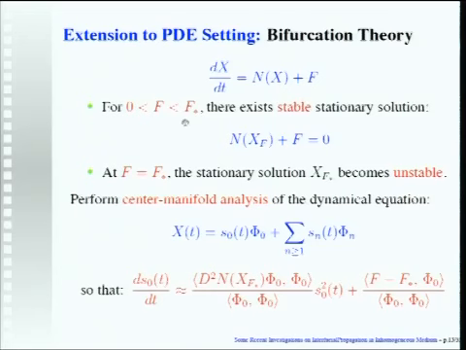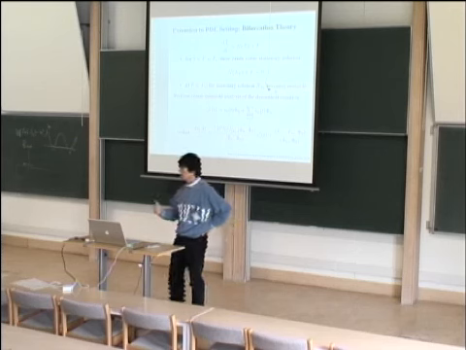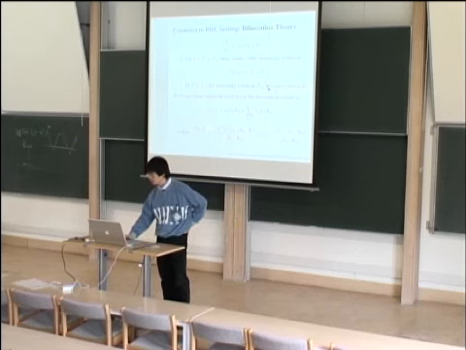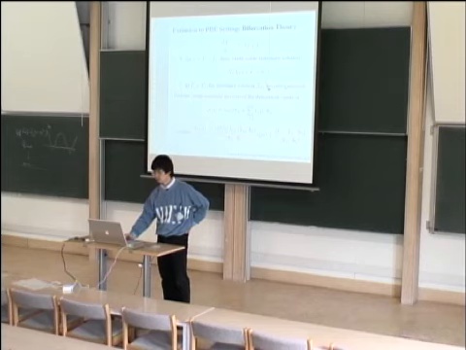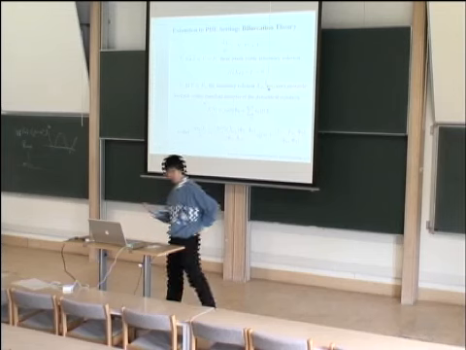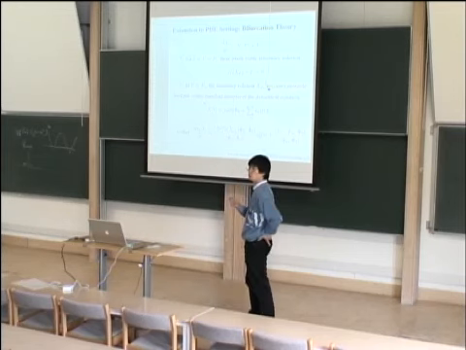And then let's assume that with some forcing small enough, there's a stable stationary solution. Okay? And then at the critical threshold, this stationary solution becomes unstable. Then the dynamical behavior at the unstable point can be done by the standard center manifold analysis. And for second order type equations, the center manifold is one dimensional.